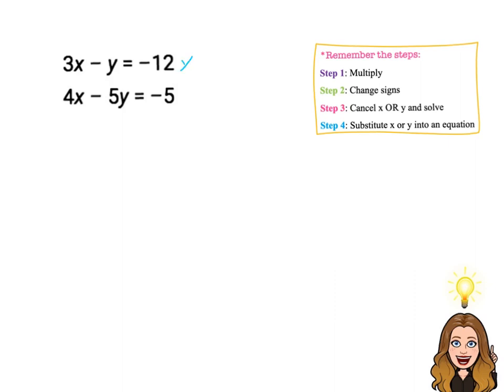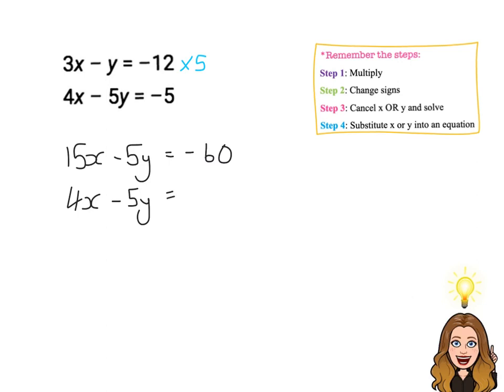So multiply the top line by 5, and that becomes, well, 5 by 3x is 15x, and minus 5y equals minus 60, because 5 by 12 is 60. Okay, now we still have 4x minus 5y equal to minus 5.